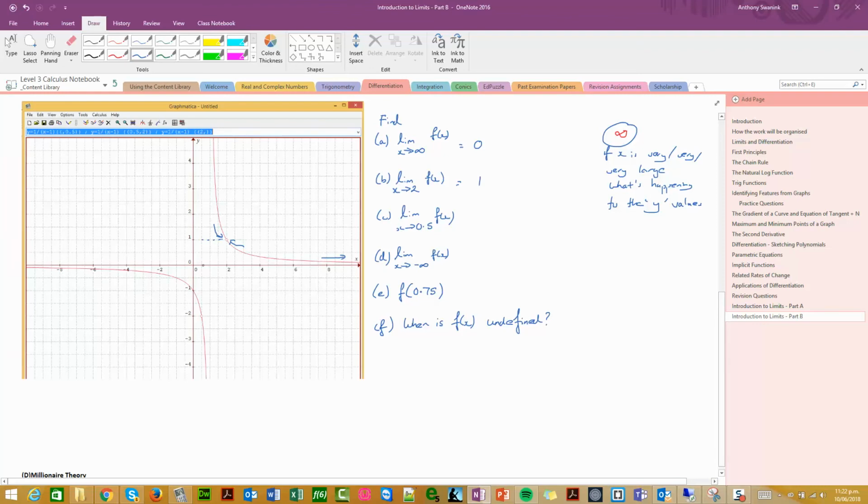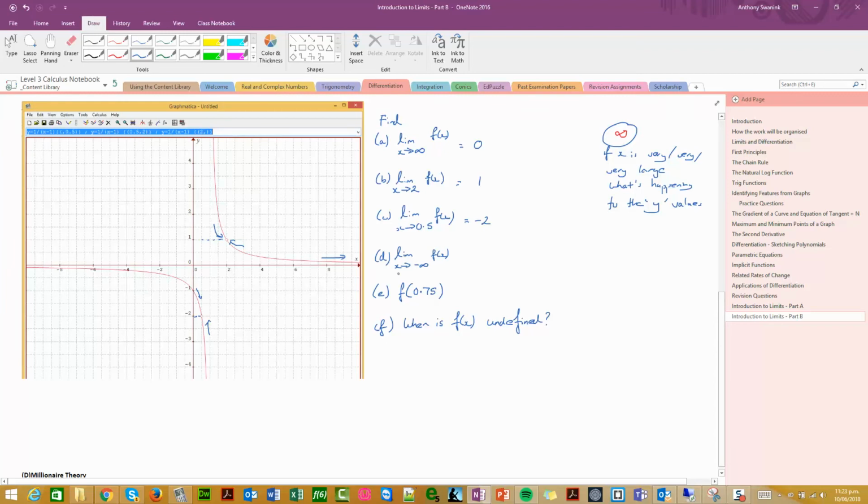Okay, what about when x approaches around a half here? Well, looks like a half's here, another undefined point here. But from this direction, the y values are getting closer to -2, and from this direction, they're also getting closer to -2. So that's the limit.